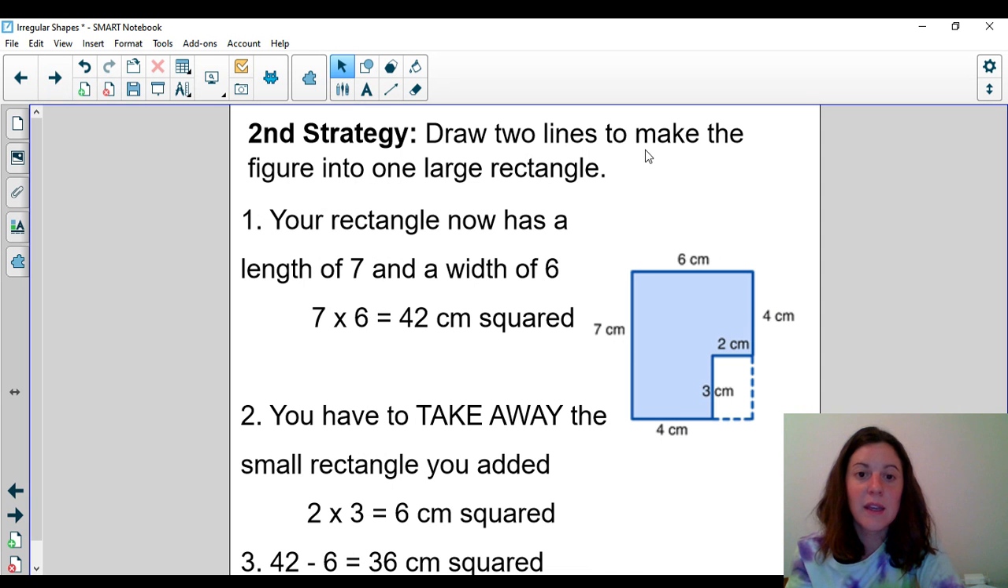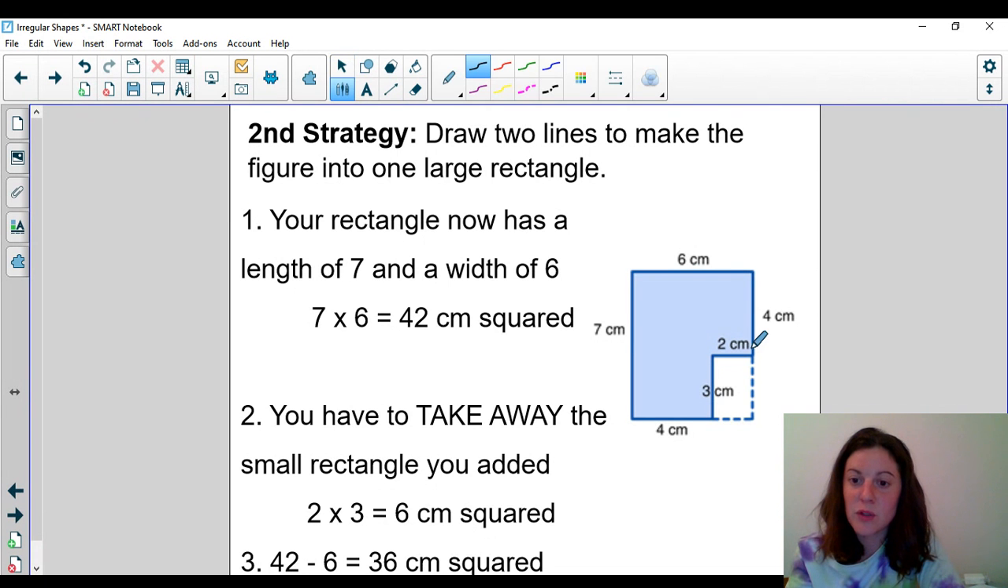The second way is to draw two lines to make the figure into one large rectangle. I'll outline this for you so you can see it. I did that by drawing a line to complete this length and to complete my width. Now I can look at my whole shape. I can act like this is all shaded in, like this was part of my rectangle, and the shape is now regular.